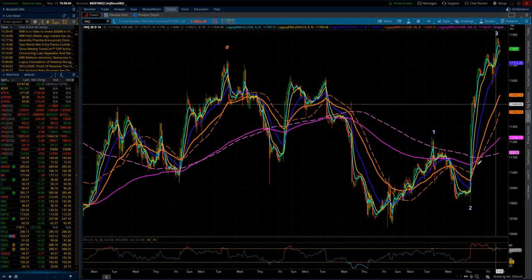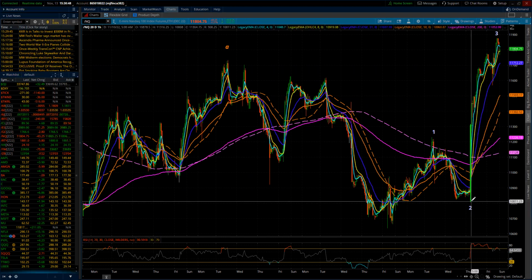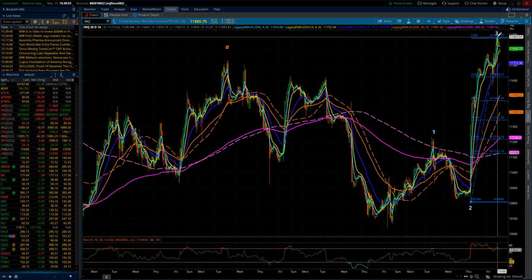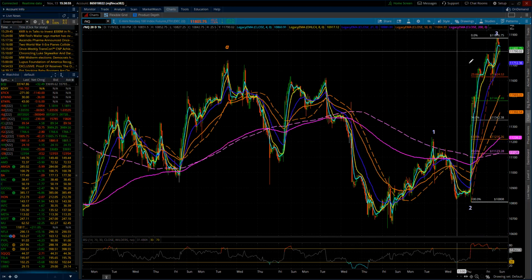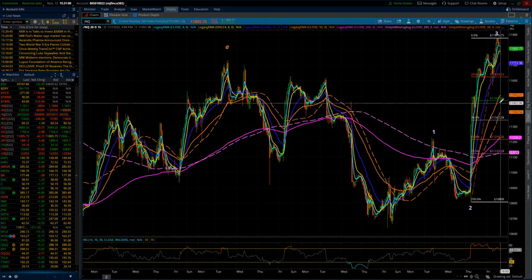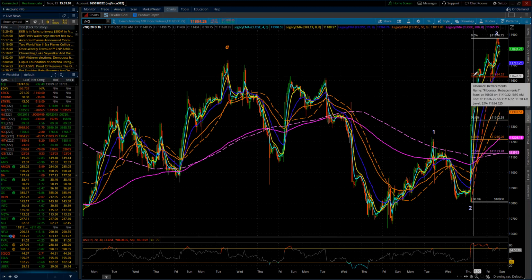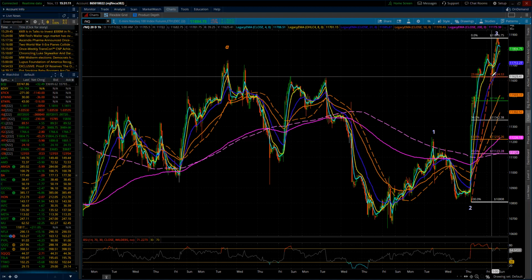already down to 11,766. Nice. Again, what I can do, let's do retracements, and let's do it from there up to the top of wave 3. And 382 is 11,468, most common. But minimal should get us down to 11,624.